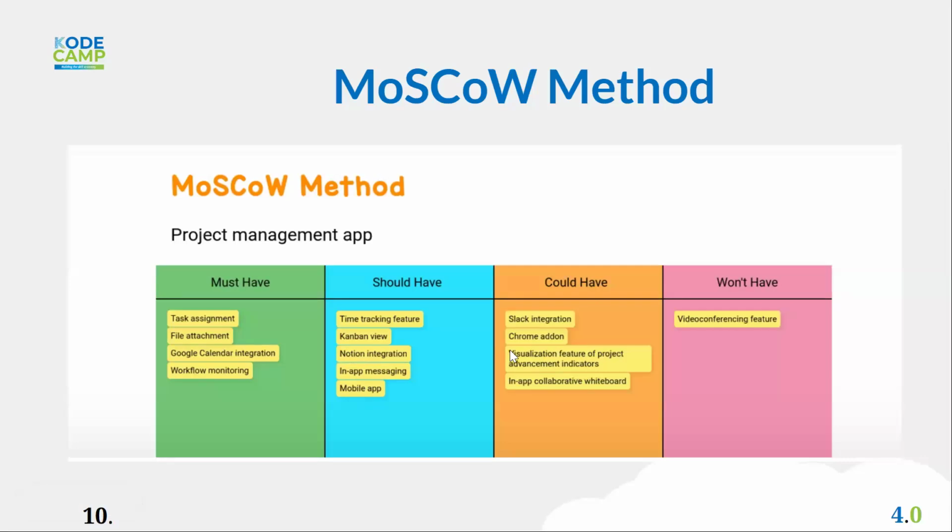So for could have, they are desirable. They actually add extra value to your product, but they're not really important. It's just like extra. Then you have visualization feature of project advancement indicator. You have in-app collaborative whiteboard. Then for won't have, video conferencing feature, not really important. So before we move forward, does anyone have any questions so far?